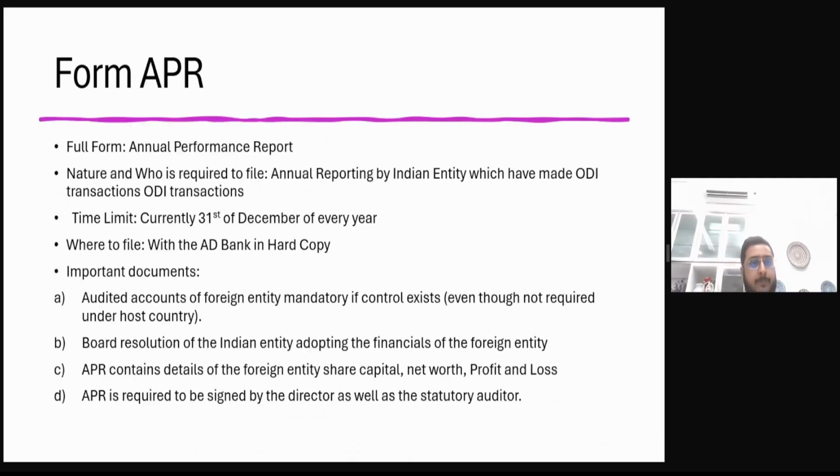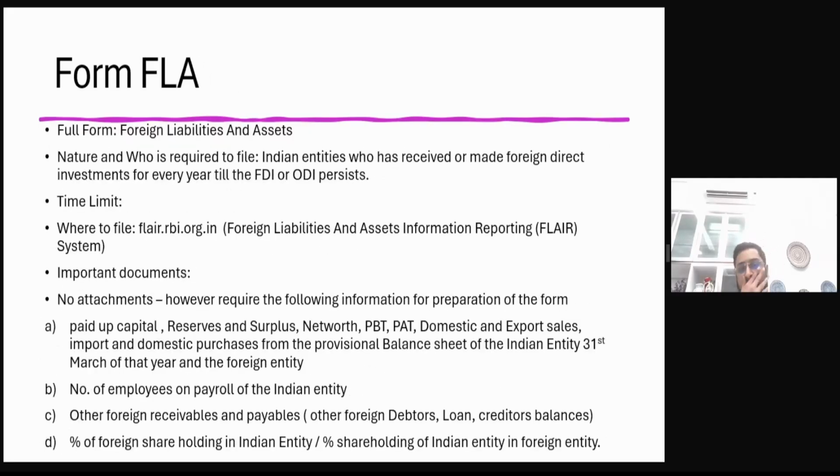Form APR, we have already discussed. Form FLA. The full form of Form FLA is Foreign Liabilities and Assets. Who is required to file? Any Indian entity who has either received FDI or made ODI has to file this Form FLA. Right now, mostly the due date is 15th of July of each year. And basically, there's no document.